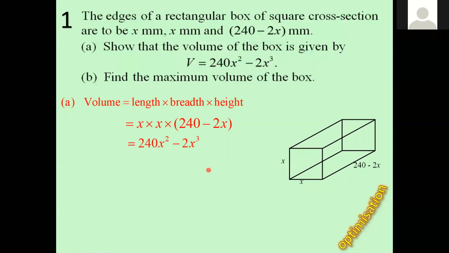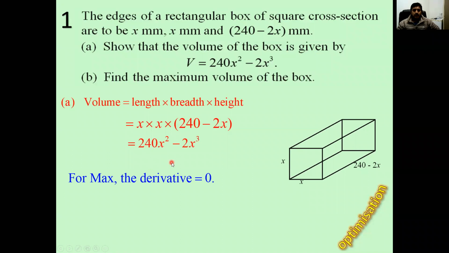Done? Yes. So if we find the derivative of this, remember the rules for differentiation, 240 times 2, and that should give us 480x. Minus 2 times 3 is minus 6. And remember, we decrease the exponent by 1. So x cubed becomes x squared, and x squared becomes x. So we found the derivative.